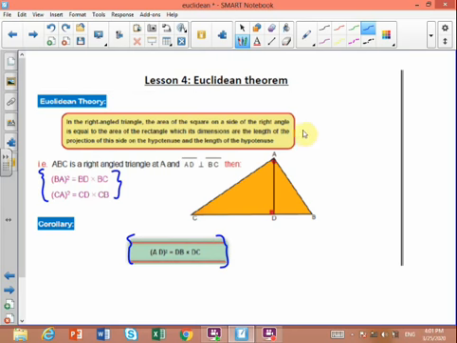Euclidean theorem says that in the right angle triangle, the area of the square drawn on one of the two sides, the area of this square, that's why it is AB square. The area of the square equals what? If I'm reading the theory, the area of the square on a side of the right angle triangle, this one, equal to what? In Pythagoras, it is equal to BC square minus AC square.